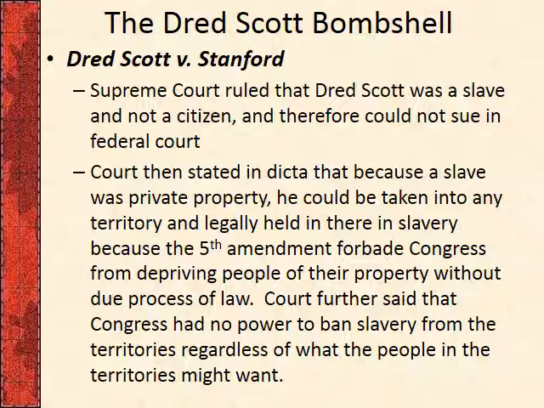So we're no more balance with the states, no more popular sovereignty. Forget you Republicans and free soilers. Doesn't matter. Slavery is legal everywhere. All right. The court further says the Congress had no power to ban slavery from territories, regardless of what the people in the territories might want. And it's because they're protecting the minority rights of those very, very few slave owners. How kind of the court to protect the minority rights of slave owners. The irony there is ridiculous.